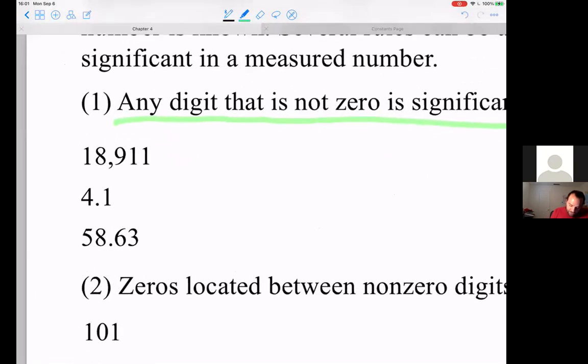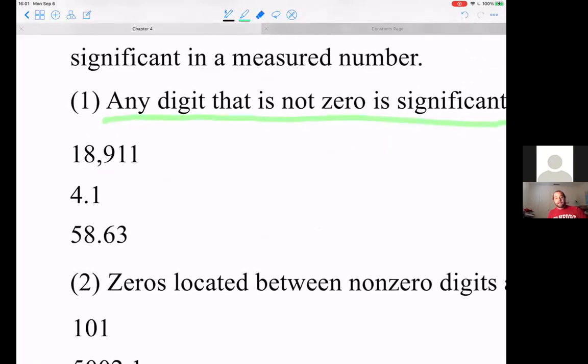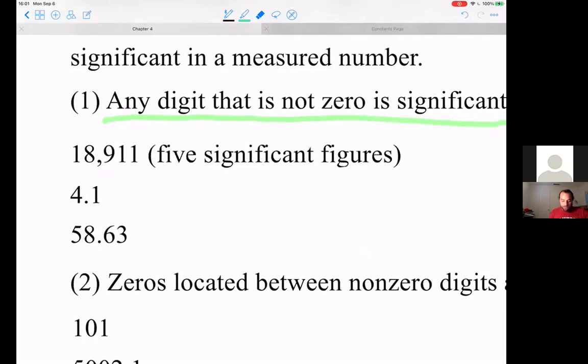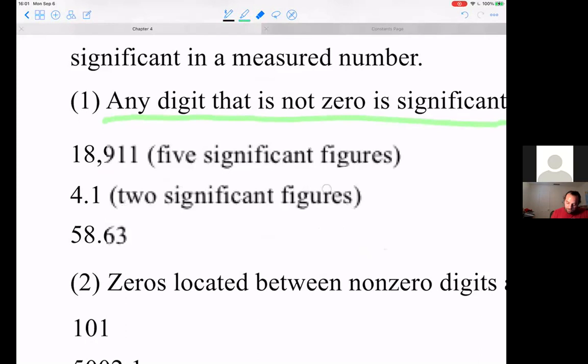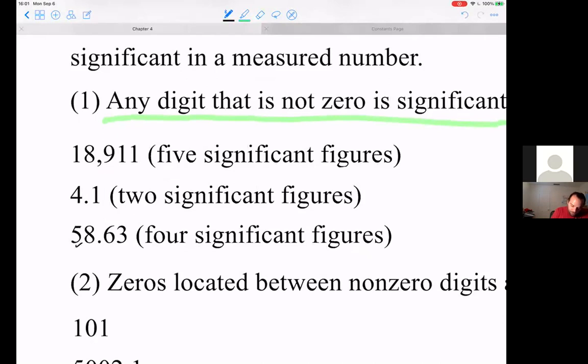So let's take these measurements here. How many sig figs do I have in 18,911? Well, none of those are 0, so all 5 of those are significant figures, significant digits. 4.1, how many significant figures do I have? Significant figures and significant digits are synonymous. Well, none of them are 0, so there are 2 significant figures in that number. 58.63, again, none of those are 0, so this would correspond to 4 significant figures, right? 1, 2, 3, 4, all significant.